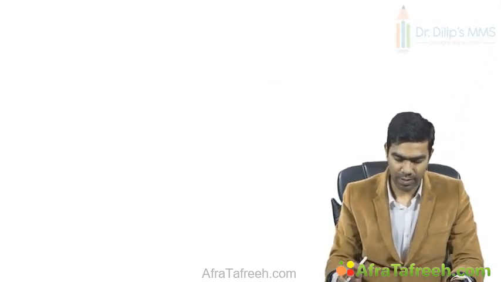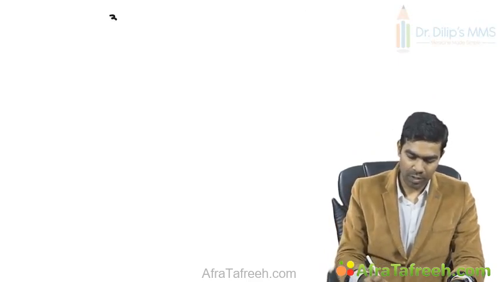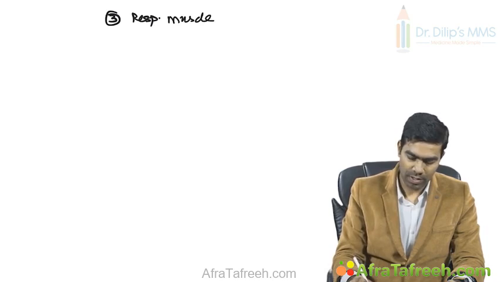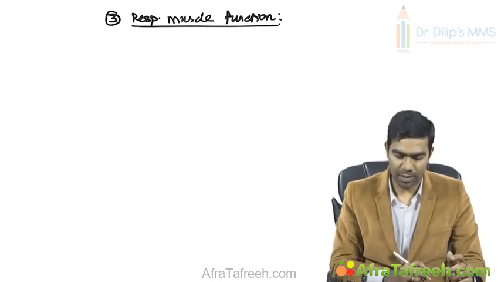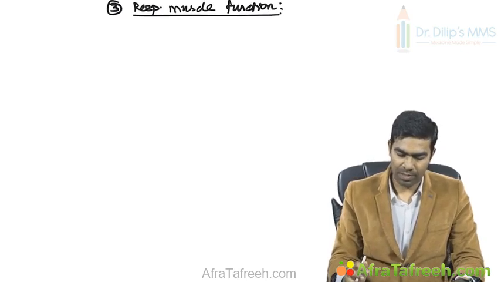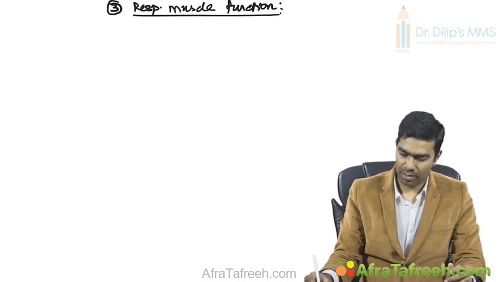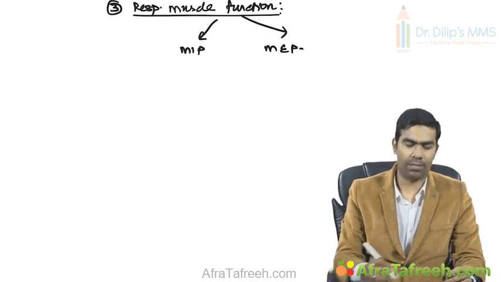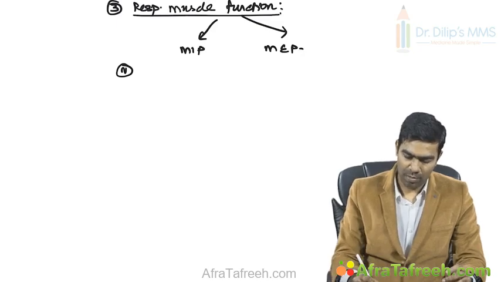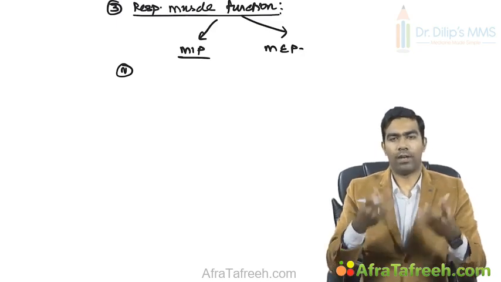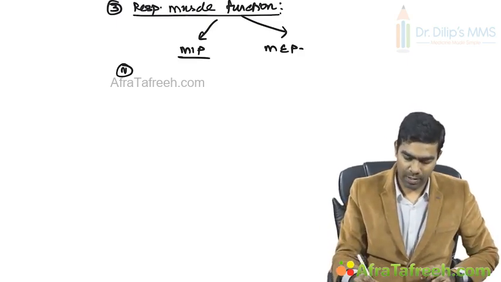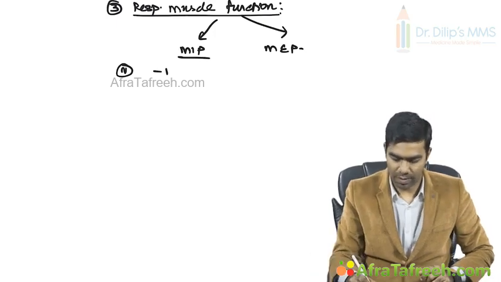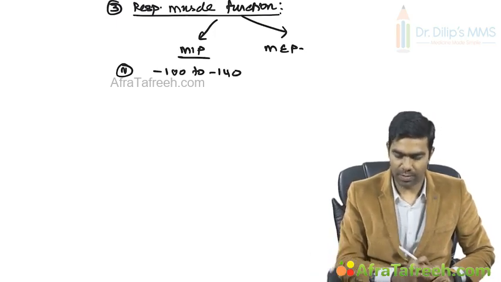This is bronchoprovocative testing. Then next, you have tests of respiratory muscle function. So what are the tests of respiratory muscle function you have? You have the maximal inspiratory pressure, and the maximal expiratory pressure. So what is the normal pressure? Normal maximal inspiratory pressure is always negative. When you are breathing in, you are getting a negative pressure. So maximal inspiratory pressure is going to be somewhere between minus 100 to minus 140 centimeters of water.